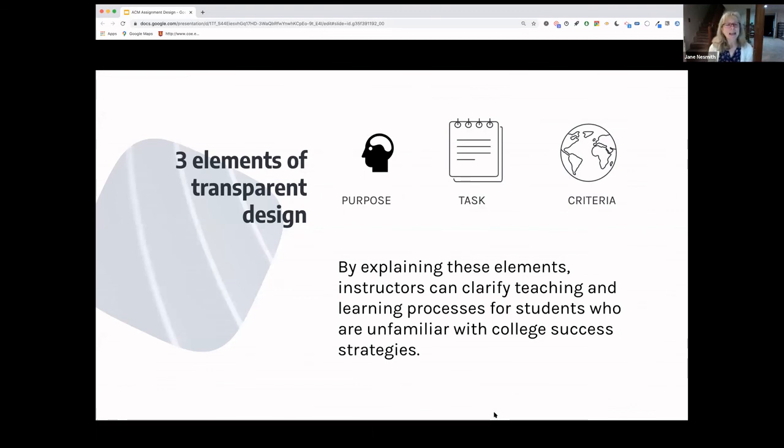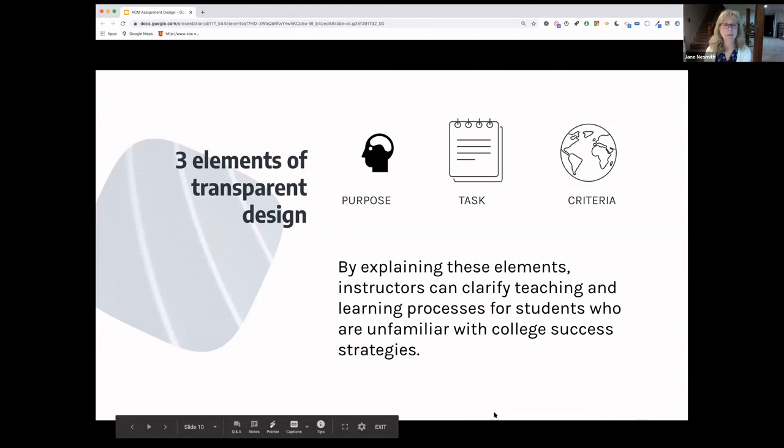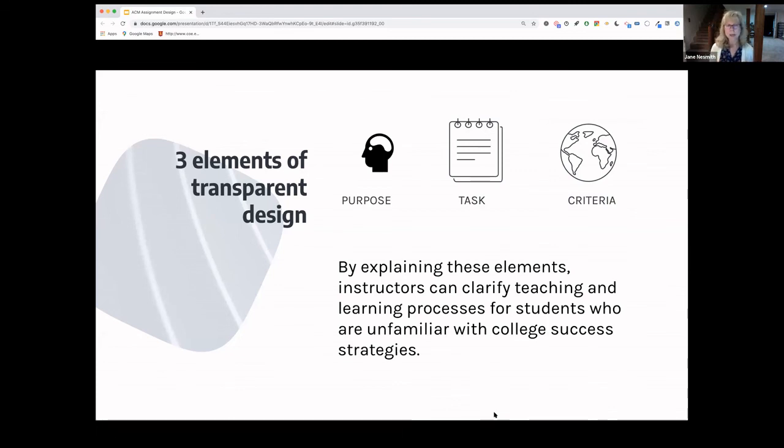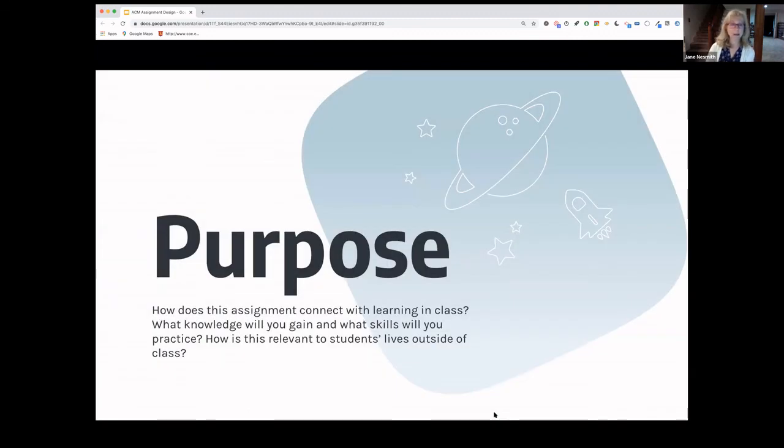In the research study, those small interventions consisted of 3 elements, which have become the building blocks of transparency. So keeping in mind our definition of transparent, instructor discussion or explanation of these elements can have a positive effect on students' learning, especially those students who are unfamiliar with college success strategies. So the instructor talking about these 3 things: the purpose of the assignment, what it will look like when the students work on the task, and finally, what will a successful assignment look like? In other words, the criteria. So we're going to look at these elements one by one. Next slide, please.